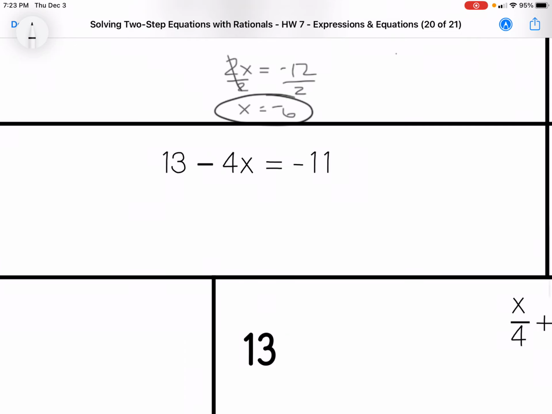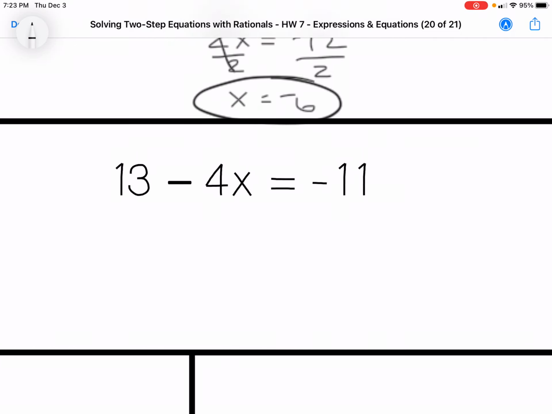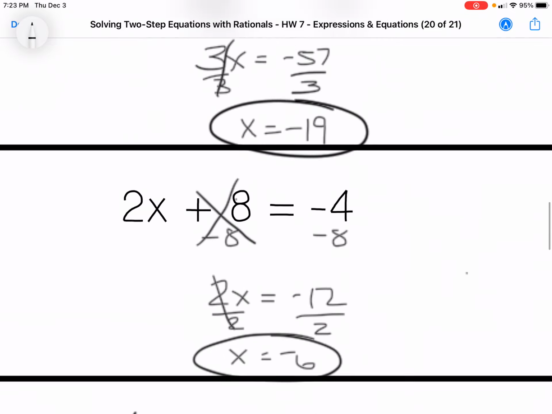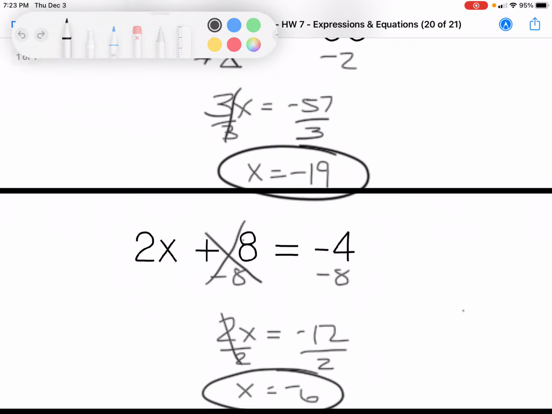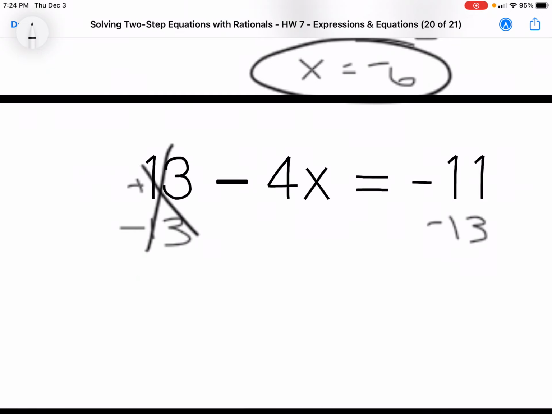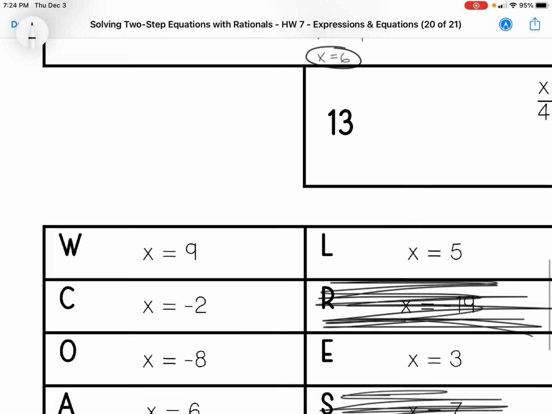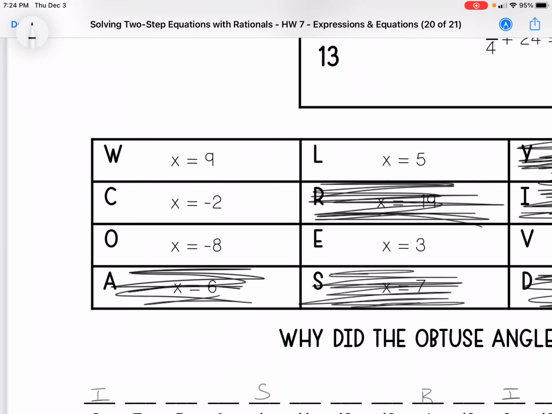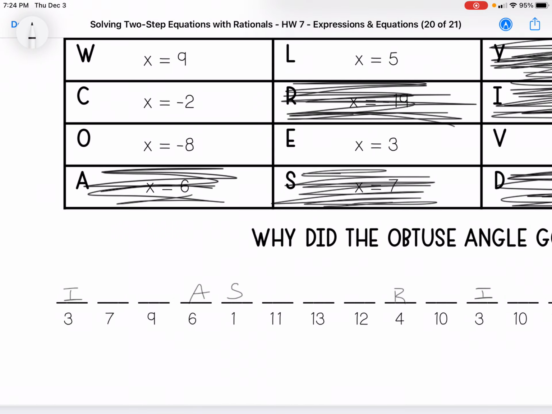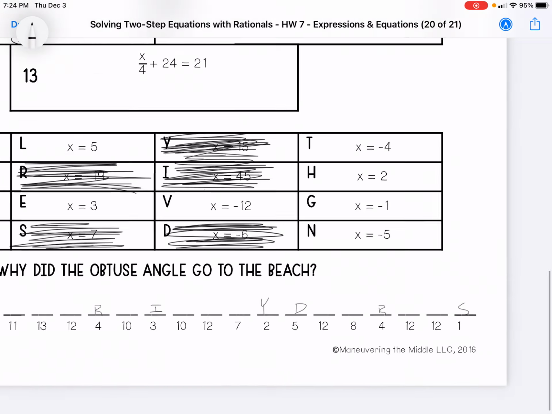Number 6. They're in a little reverse order. It still doesn't change which ones you do first. How did you know to subtract 13? Because that's understood to be a positive 13. Those cancel. I'm left with negative 4x equals negative 24. Divide by negative 4. How did I know to divide? Because that is negative 4 times x. X equals a positive 6. So 6 is A. That's the only one.